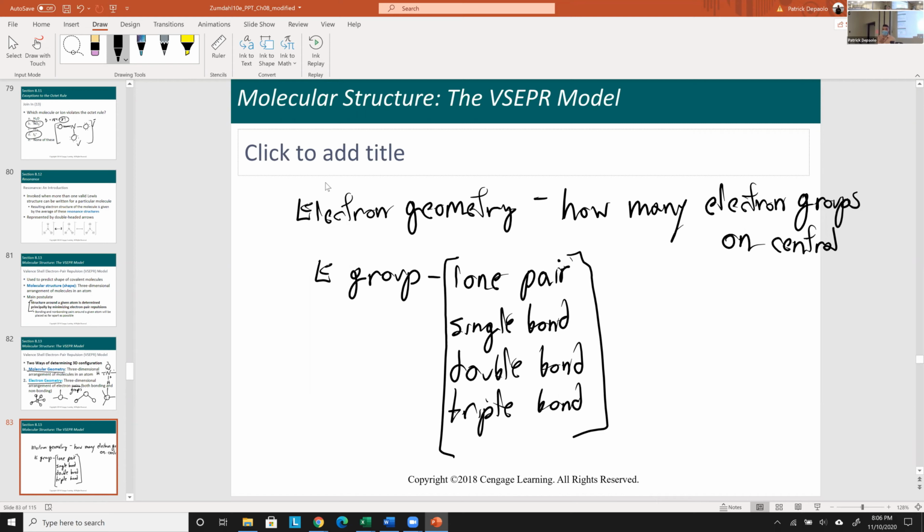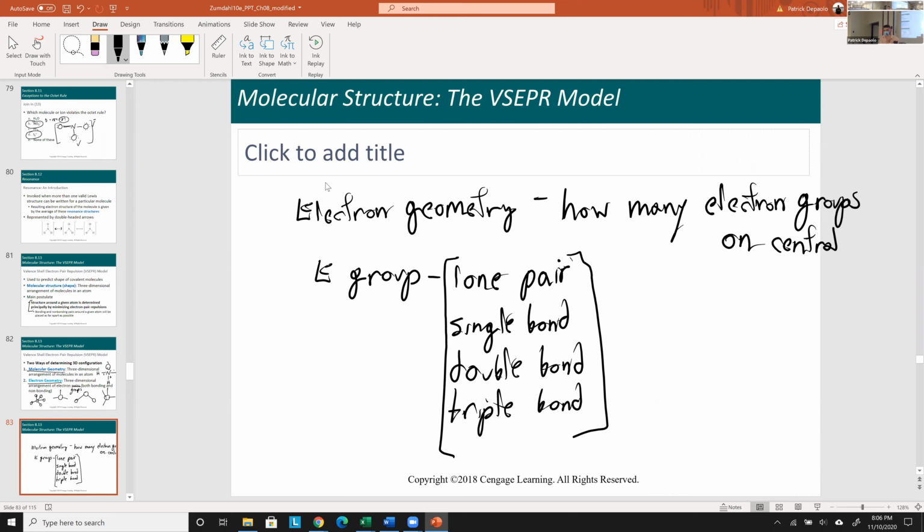So the number of these electron groups directly determines the electron geometry, which makes it easy because if there's 1 electron group, well, then it's really no geometry. If there's 2 electron groups, it's called linear. If there's 3, it's called trigonal planar. If there's 4, it's called tetrahedral. If there's 5, no, trigonal bipyramidal. If there's 6, octahedral. So there are names for each shape of electron geometry based on the number of electron groups on the central atom. It's not too bad. And yes, you have to memorize them.